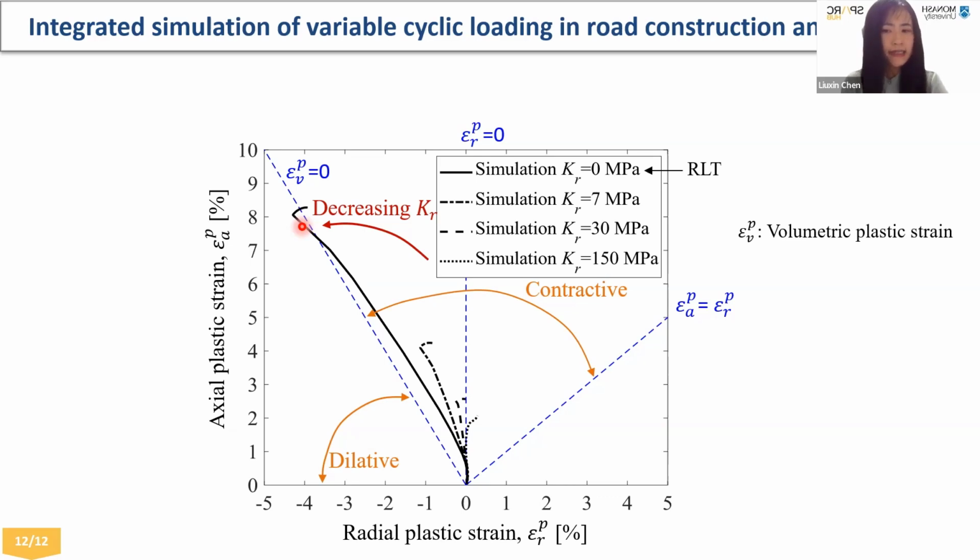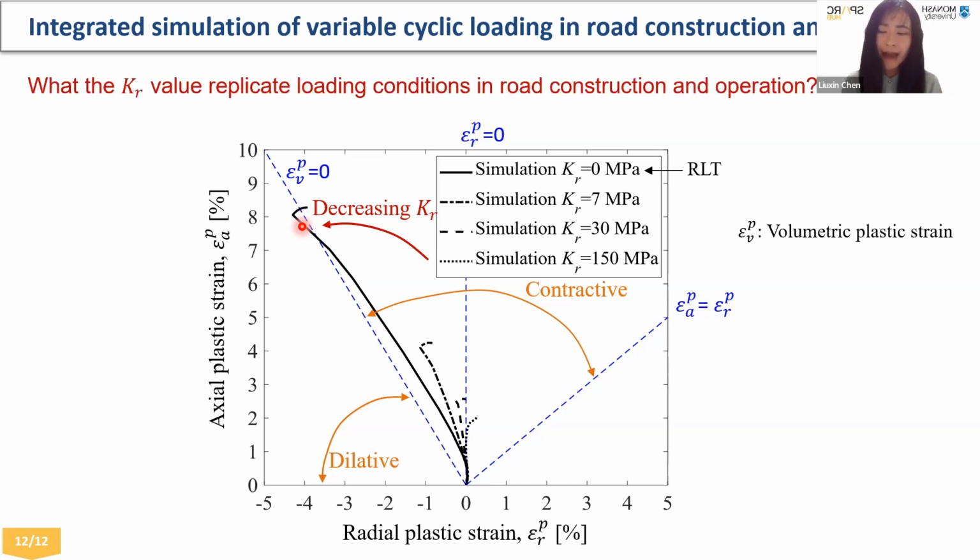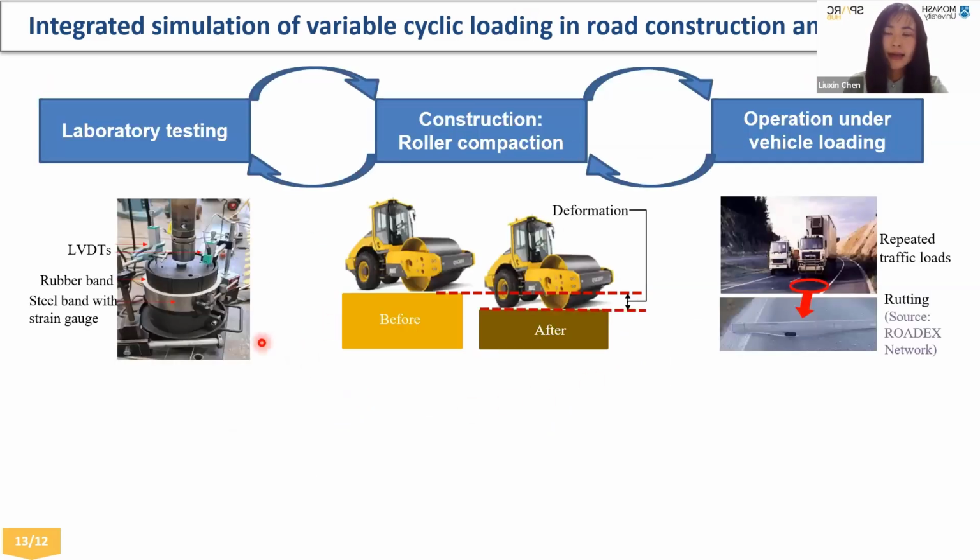Now the question is, what KR value replicates the loading conditions in road construction and operation? To answer it, we need to simulate these boundary value problems, right? Currently, we are implementing our constitutive model into a finite element package so that we can better estimate the KR values to be used in the PUMA test.